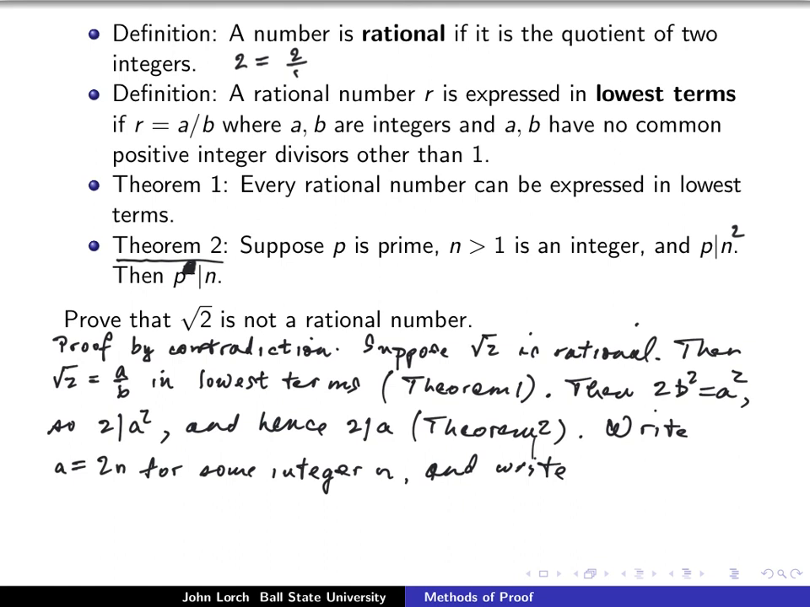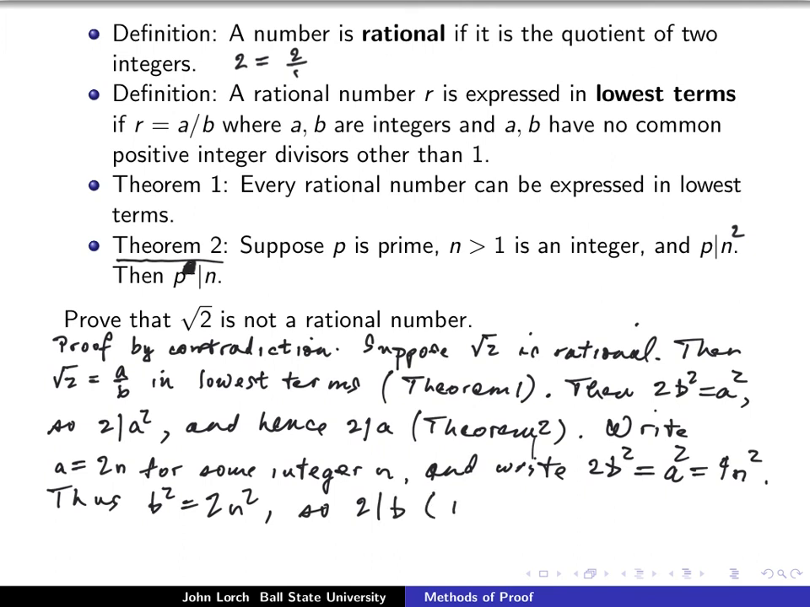We'll also write, if we replace a by 2n, then that means that we can write 2 times b squared as a squared, as we did above, but a squared now is 4n squared. So what does this tell us? If we do a little bit of arithmetic here, this tells us that b squared is equal to 2n squared. So 2 divides evenly into b, again by theorem 2. I should say here that we're using the fact that 2 is a prime number.